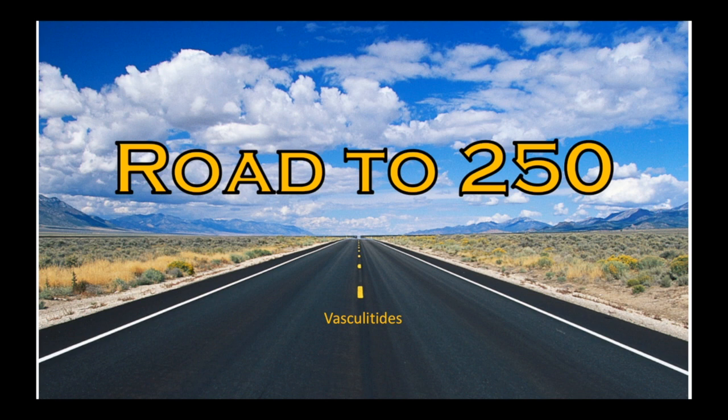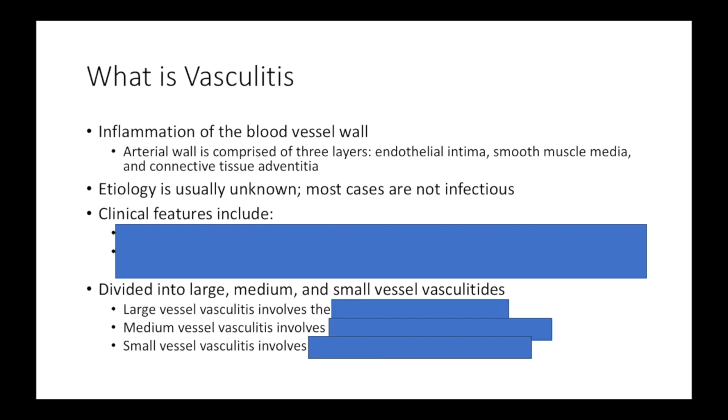Today we will be going over the vasculitides. So let's get started with some basic principles. What is vasculitis? It is an inflammation of the blood vessel wall, and the arterial wall is composed of 3 layers: the endothelial intima, the smooth muscle comprised media, and the connective tissue comprised adventitia. The cause for vasculitis is usually unknown, and most cases are not infectious.